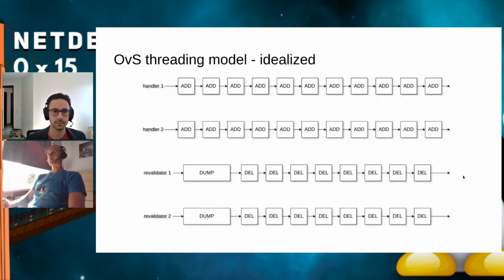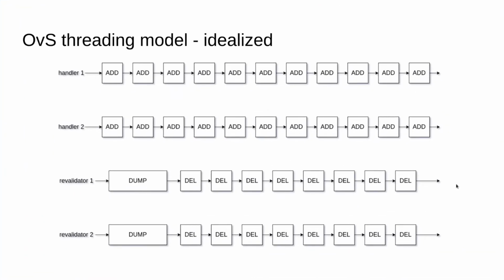Okay, so here is the idealized threading model for OVS. That's what we like to see when profiling OVS running with actual traffic. So basically, OVS has two types of threads. Handler threads receive upcalls from the OVS kernel module and insert TC filters with the TC filter add command. And another type of thread is the revalidator thread, which is responsible for dumping filter stats and deleting filters, either due to configuration change or aging.